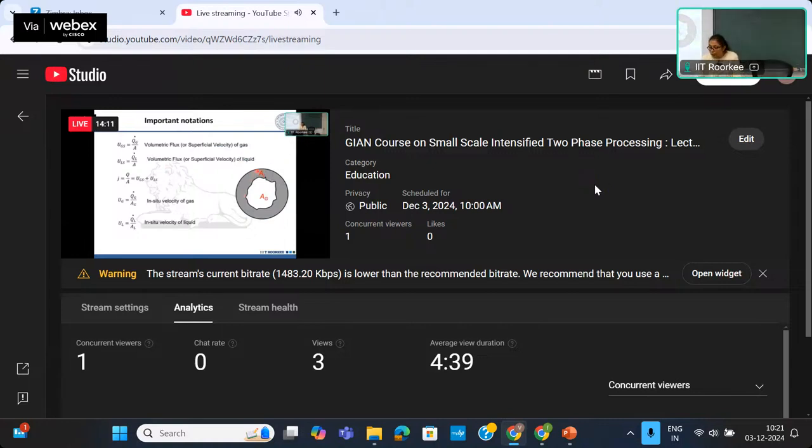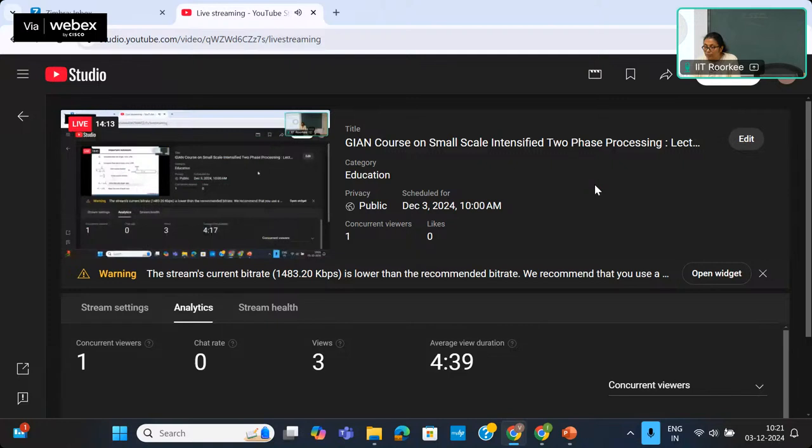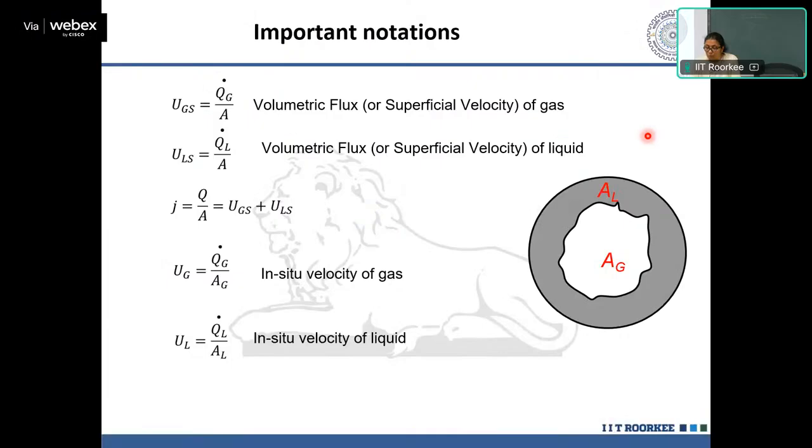So this total area is the tube area, that is the cross-sectional area of the tube. Partially it is occupied by phase 1 and partially by phase 2. So when you divide the volumetric flow rate of a phase by the actual area occupied by that phase inside the tube, that gives you the in situ velocity. That is the actual velocity with which the phase is actually traveling inside the pipe.